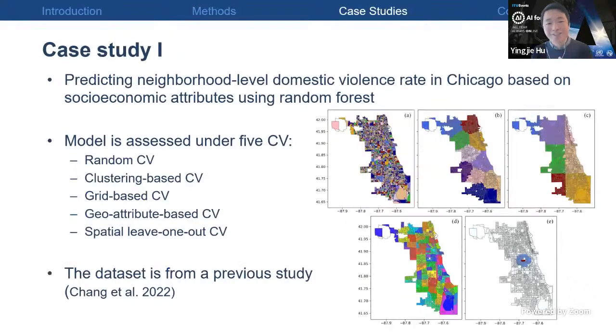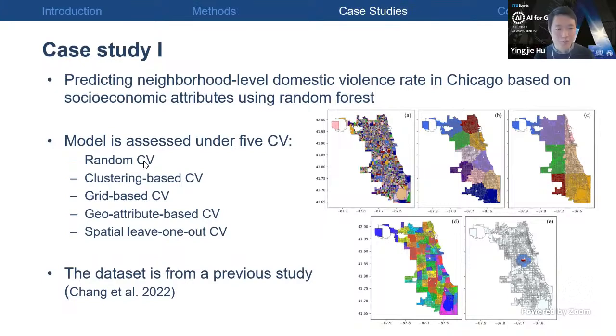Now we know these 4 major spatial cross-validation methods, we can look at 2 case studies. In the first case study, we try to predict a neighborhood-level domestic violence rate in the city of Chicago using a random forest model based on socioeconomic attributes. The data set is from our previous study.